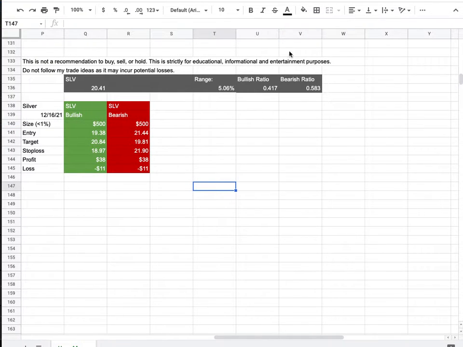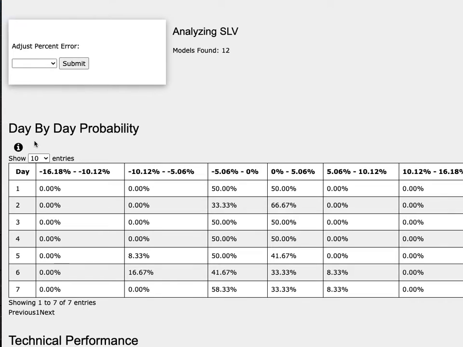So how did I develop these trade ideas? It all comes from the day-by-day probability model. As we progress to the 5th day or week of trading, silver futures has a 42% chance to climb between 0 to 5.1%. To the downside, it has a 50% chance to fall between 0 to negative 5.1%, and 8% chance to fall between negative 5.1 to negative 10.1%.